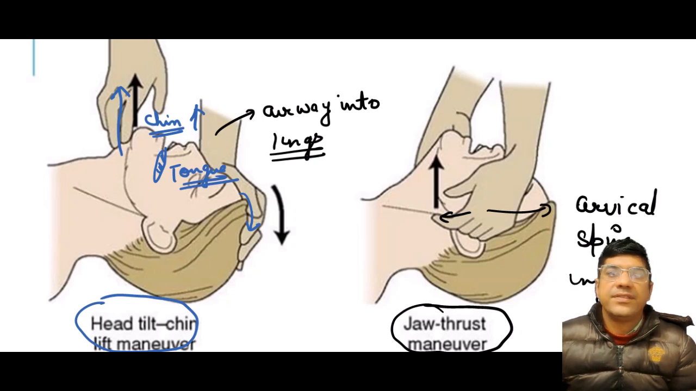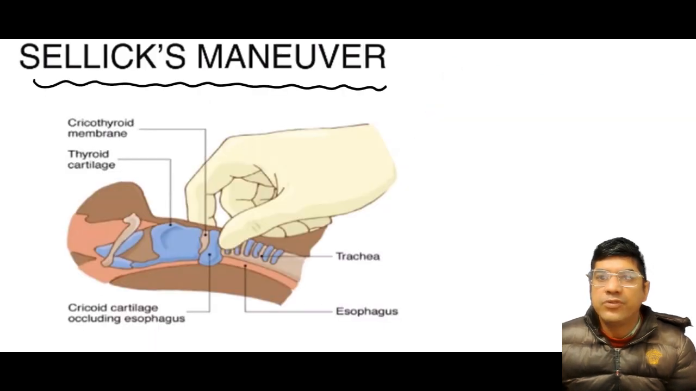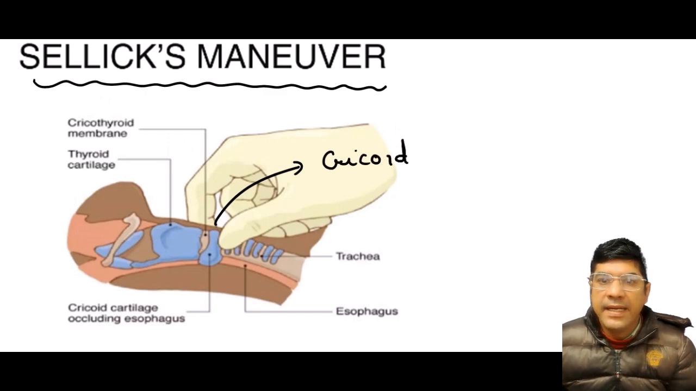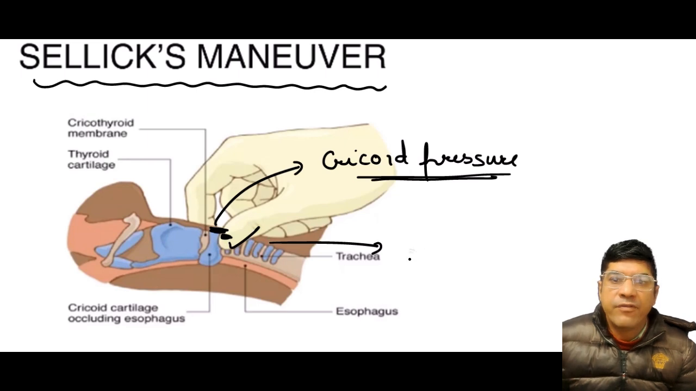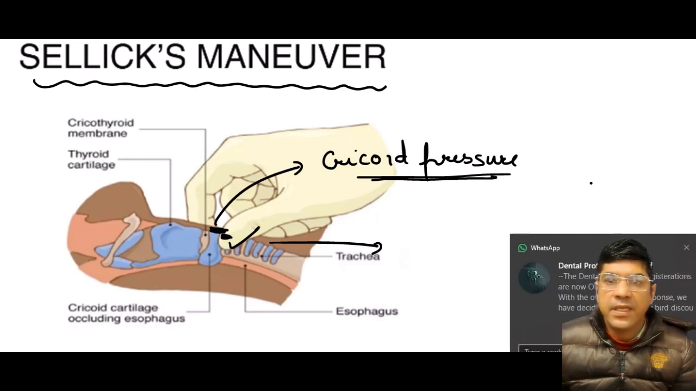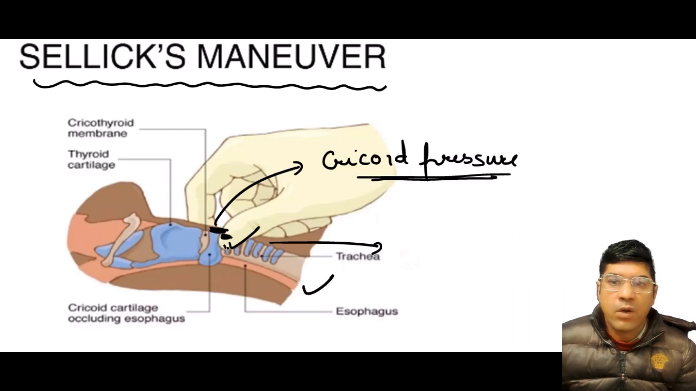Apart from that, you can use the Sellick maneuver, also known as cricoid pressure. It is a technique used in emergency medicine during the intubation process. It is done to prevent the regurgitation of stomach contents into the airway. You apply pressure to the cricoid cartilage in the neck. The primary goal is to compress the esophagus against the vertebra, reducing the risk of stomach contents such as vomit or food entering the trachea and causing aspiration during intubation.